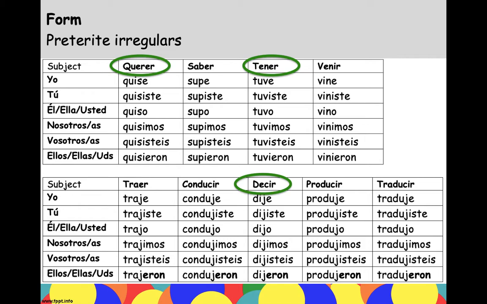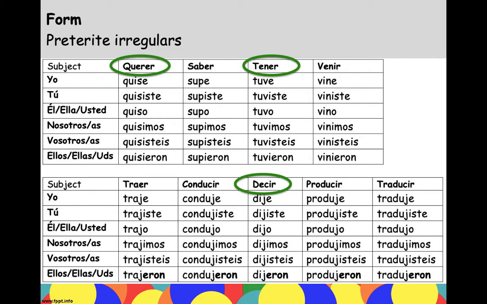Saber is the verb to know, as in knowing facts or information. It's probably not that common in the preterite at GCSE. I wouldn't worry about learning it. It might be useful to recognise it because the sab changing to sup is quite weird, so it doesn't really look like the infinitive. So maybe just worth being able to recognise that one.